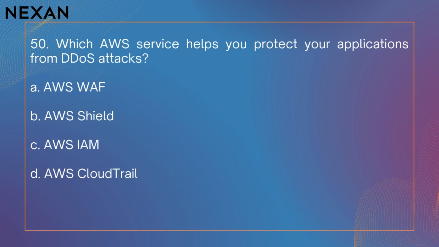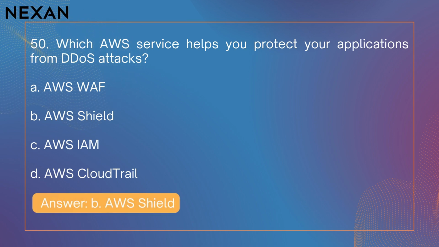50. Which AWS service helps you protect your applications from DDoS attacks? A. AWS WAF. B. AWS Shield. C. AWS IAM. D. AWS CloudTrail. Answer: B. AWS Shield.